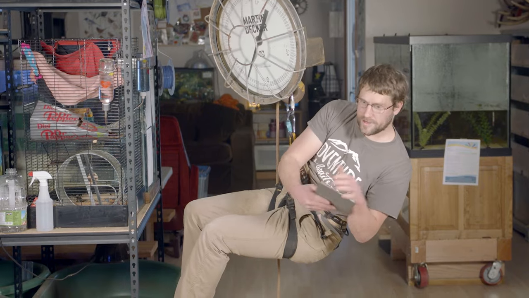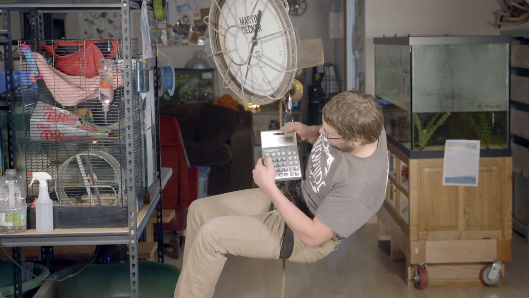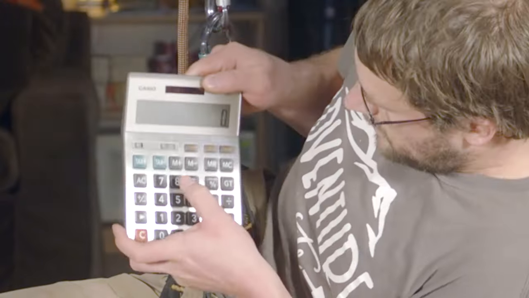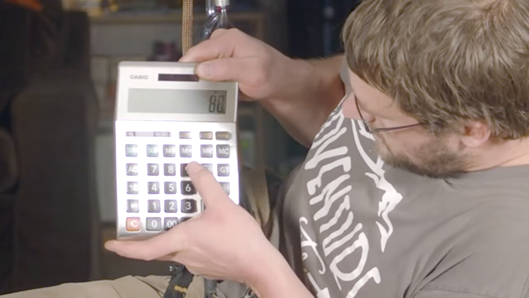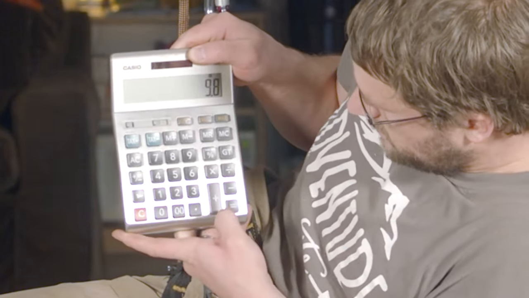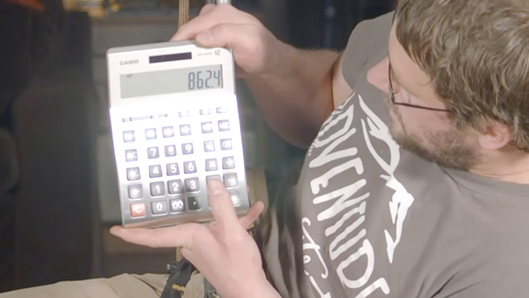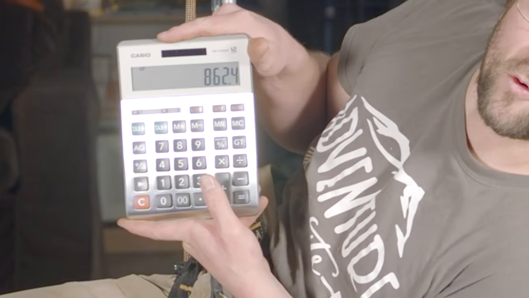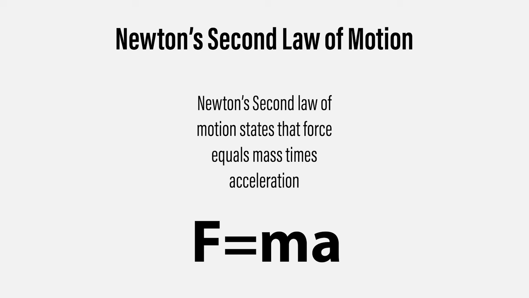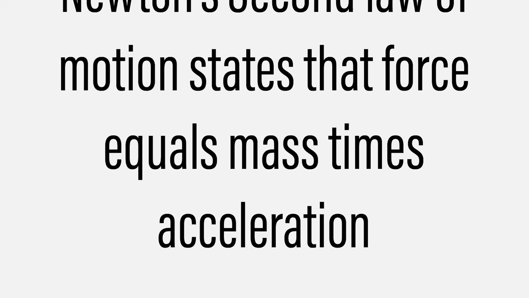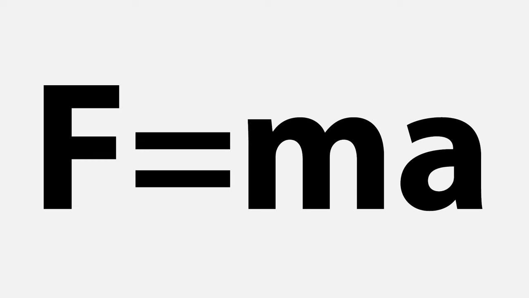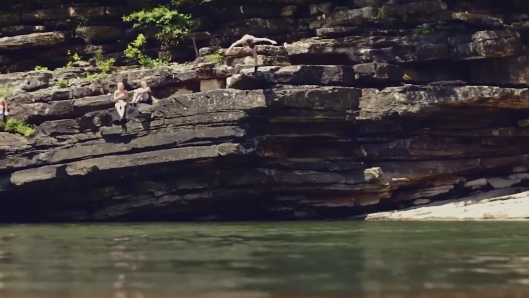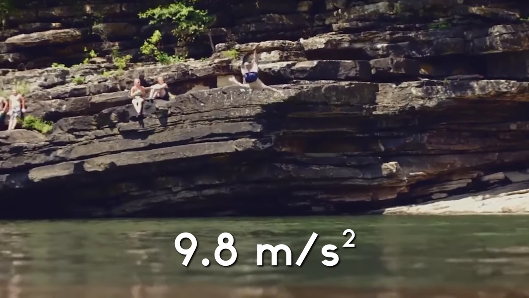Anyone got a calculator? Perfect. So here we go. 88 times 9.8 equals 862.4 newtons. Newton's second law of motion states that force equals mass times acceleration. One of the easiest ways to study that is using gravity because it has a constant acceleration of 9.8 meters per second squared.